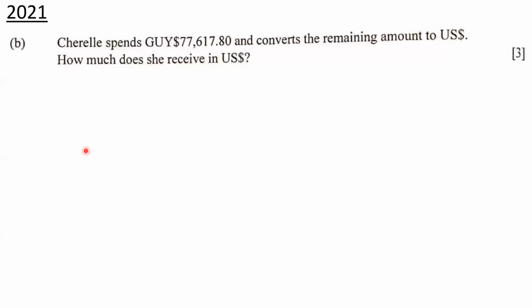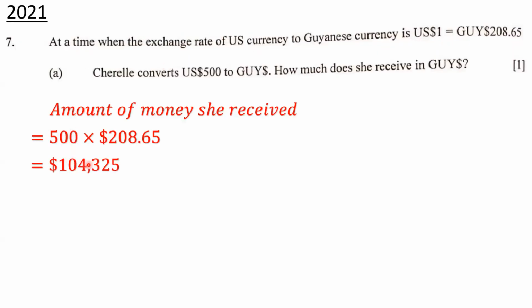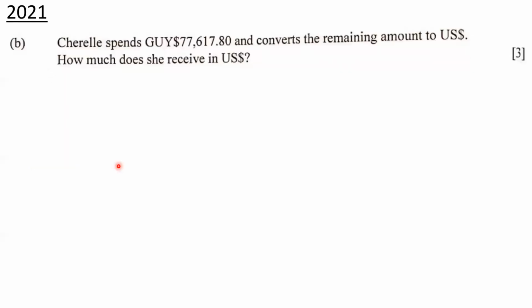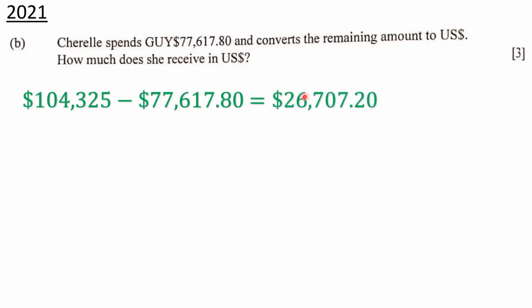Let's move on to the next question. It says, Cheryl spends $77,617.80 and converts the remaining amount to US. How much money does she receive in US? So first, we have to subtract this amount of money from the $104,325. You have to subtract those two numbers to get the amount of money that she has remaining in Guyanese. And so that's going to be equal to $26,707.20. That's the amount of money that she has remaining after she does her spending.